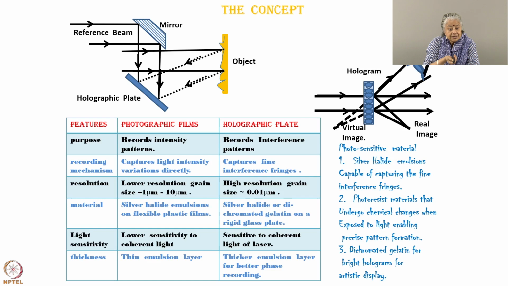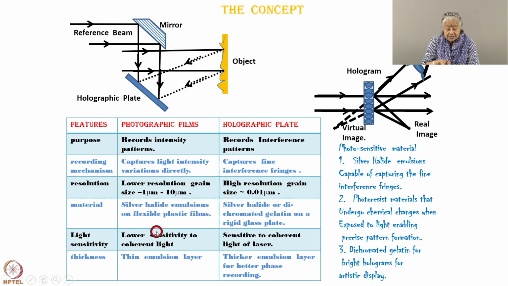Then some of the materials used in a photographic film are silver halide emulsions on flexible plastic films. In the case of a holographic plate also, some of the materials used are of a similar type: silver halide or dichromated gelatin on a rigid glass plate.